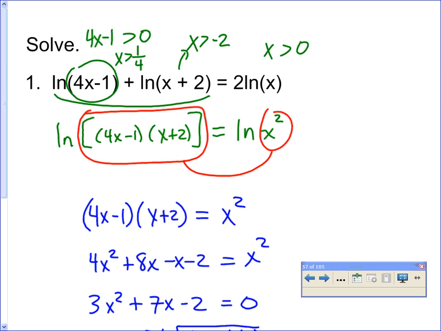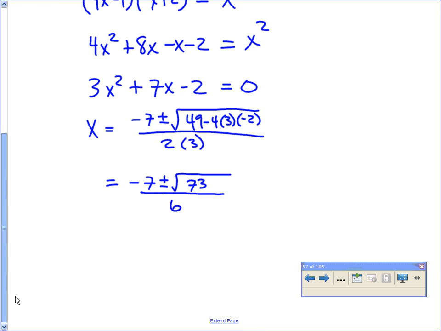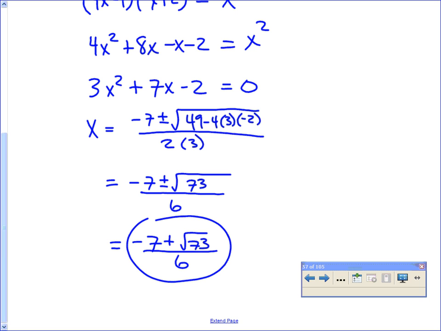Okay, so when you're looking at your solutions, you have to go back and look at your domain. You go with the one that is going to take care of all of them. So x is greater than a fourth. If x is greater than a fourth, then it's going to be greater than negative 2, and it's going to be greater than 0. So we know x has got to be greater than a fourth. So we go back and look at our solutions. That means that the negative value would not work in this case. So we know that x is just going to be equal to negative 7 plus the square root of 73 over 6. Okay, and that's going to be our solution.